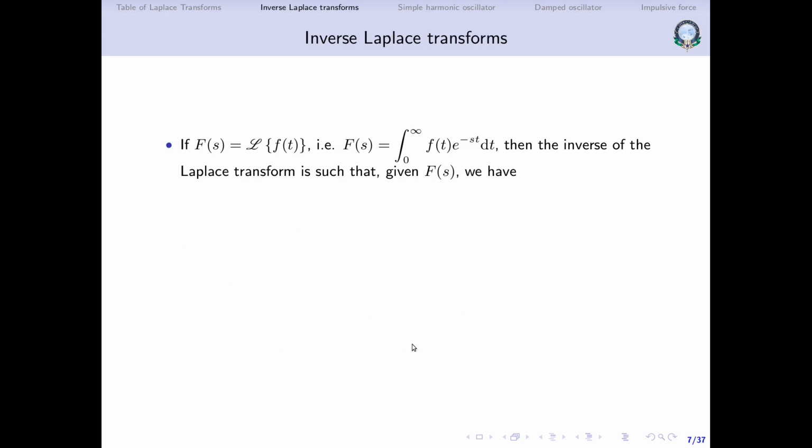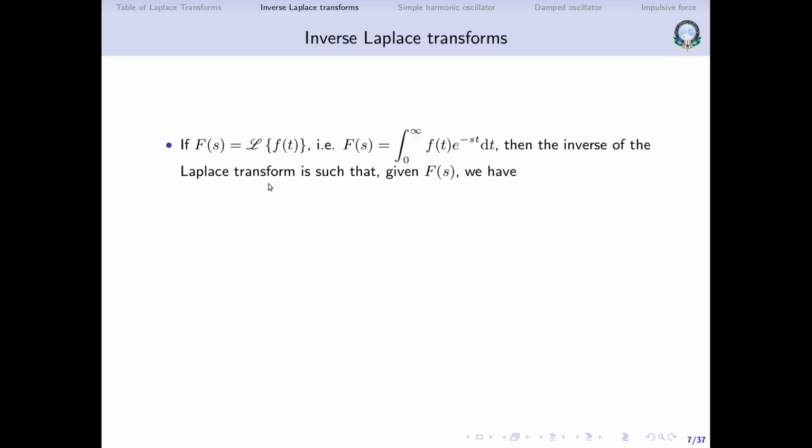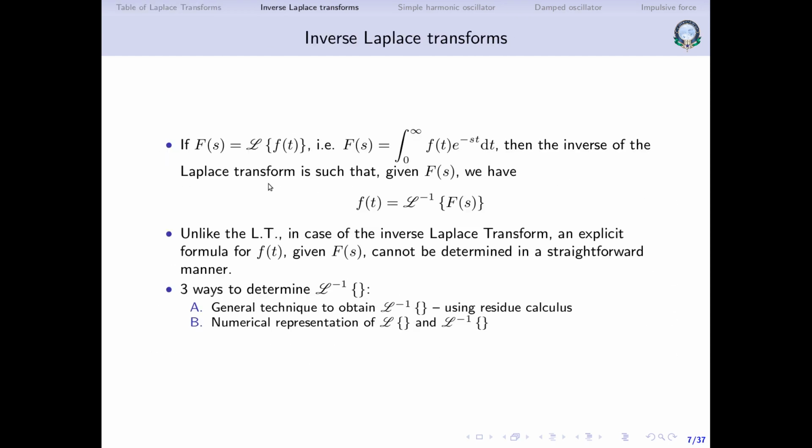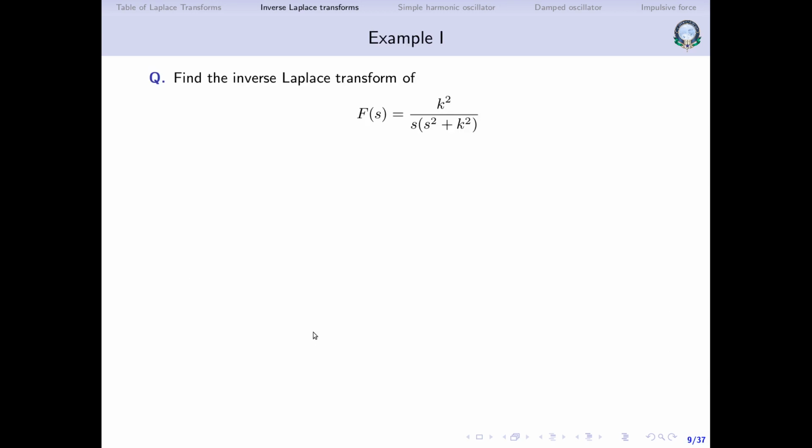We already have a table of transforms like this. So if I know that this one's Laplace transform is this, then this one's inverse Laplace transform must be this. Using these different properties, we can easily find the inverse Laplace transform of any function. It's just a matter of reading, just like you look into a dictionary. In the same way, you just look up this table and find out what the inverse Laplace transform of that function is. We'll see that using a few examples.